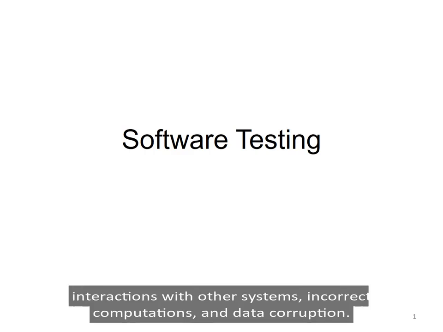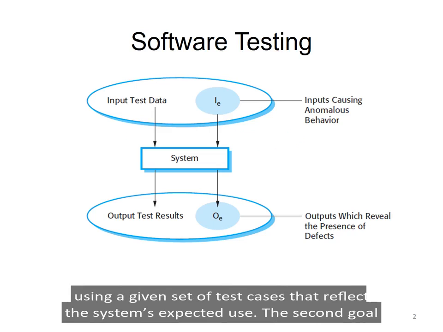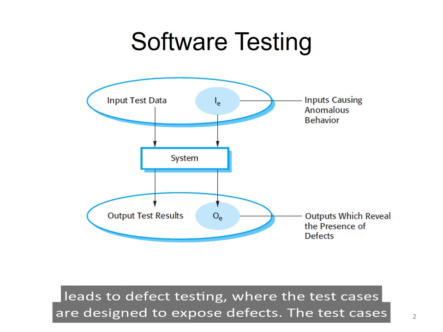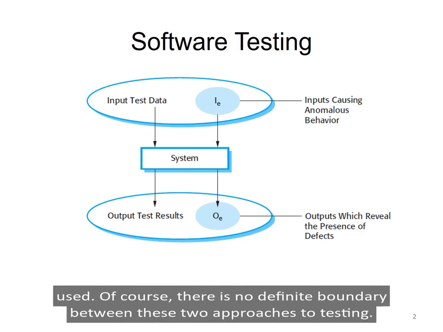The first goal leads to validation testing, where you expect the system to perform correctly using a given set of test cases that reflects the system's expected use. The second goal leads to defect testing, where the test cases are designed to expose defects. The test cases in defect testing can be deliberately obscure and need not reflect how the system is normally used.